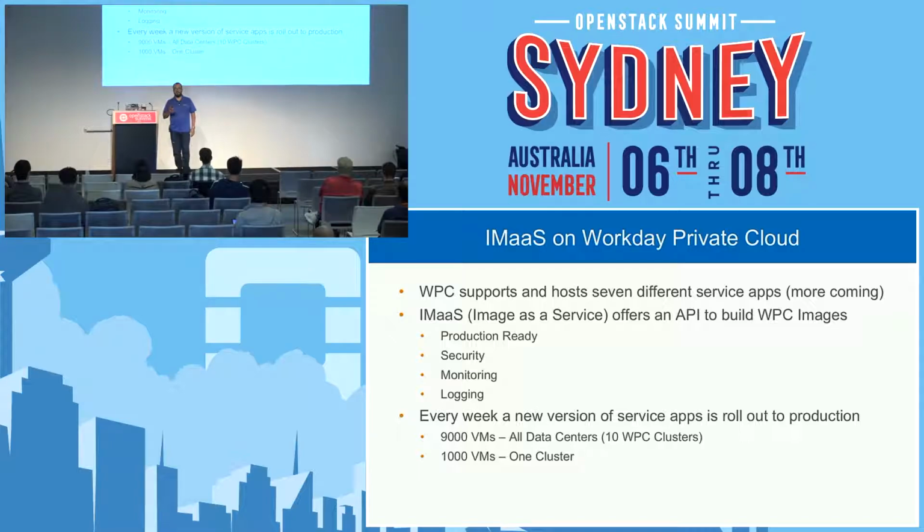We have in total 9,000 VMs in production, and we have around 1,000 VMs in one of the clusters, right? The 9,000 is in these 10 different clusters. We have 2 OpenStack clusters per data center. You can think about it like availability zones for Amazon, but in our premises.